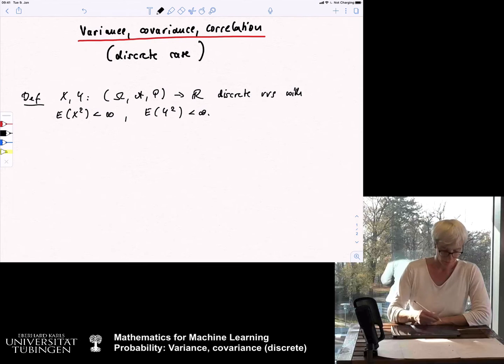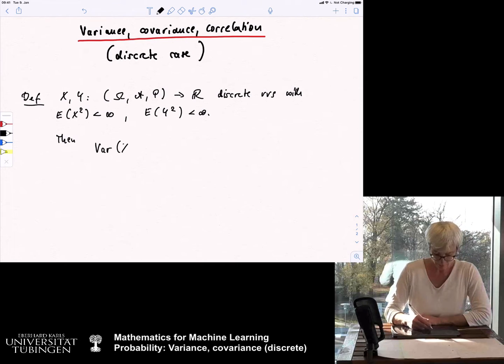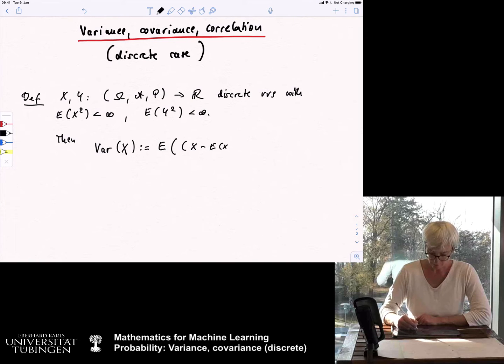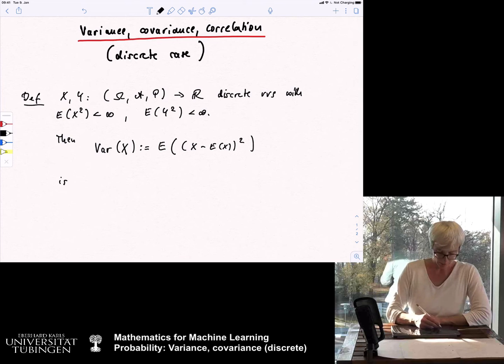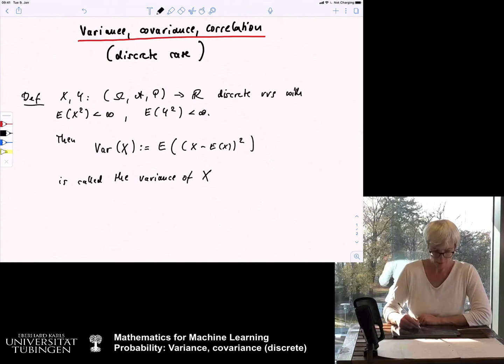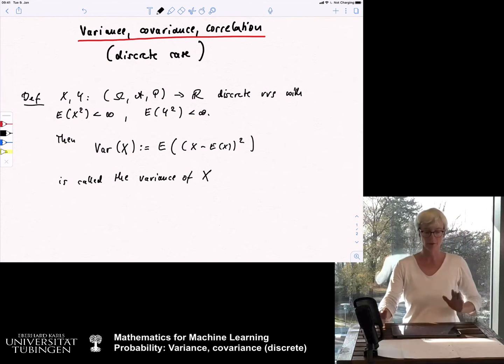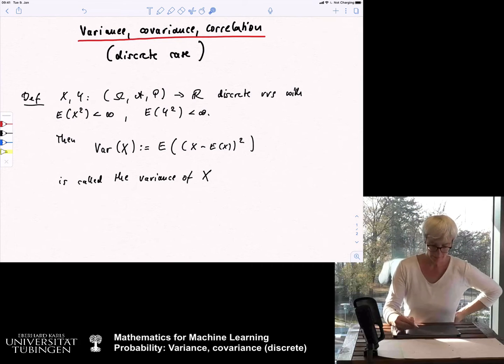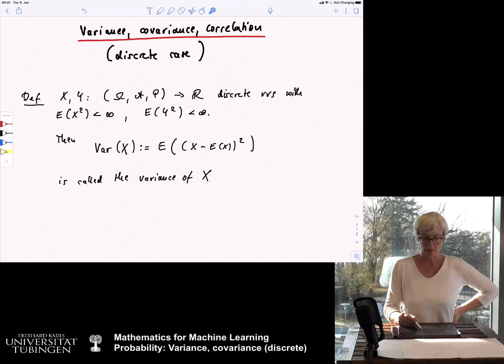Okay, so now we consider the variance of X, which is the expected value of X minus E of X, squared. And this guy is called the variance of X. Okay, so maybe let's look at this for a second. So we look at the random variable X and how far it deviates from its expectation.